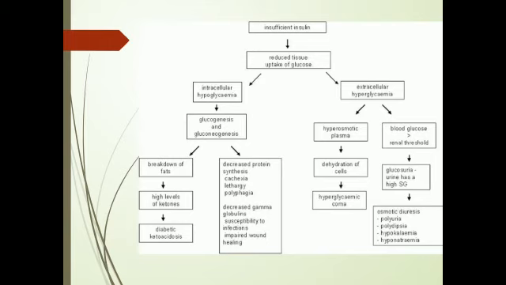Intracellular hypoglycemia will lead to many biochemical actions which will tend to increase the blood glucose, like gluconeogenesis, by the breakdown of fats and proteins. They tend to break down the fats and proteins to produce glucose. Breakdown of fats will lead to production of high levels of ketone bodies, leading to diabetic ketoacidosis. The decreased protein synthesis or increased protein breakdown will result in cachexia, weight loss, lethargy, and polyphagia.